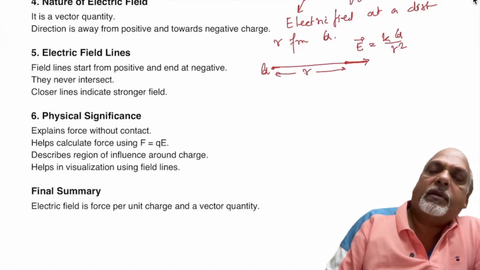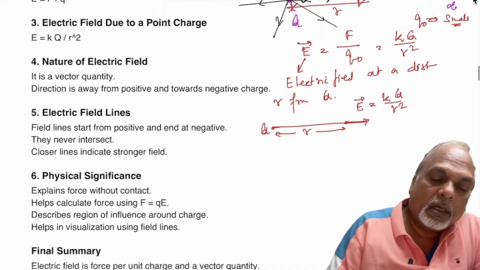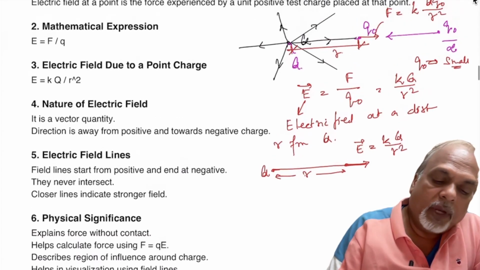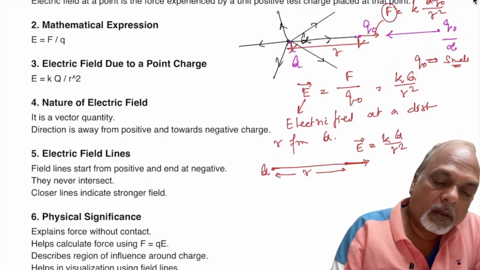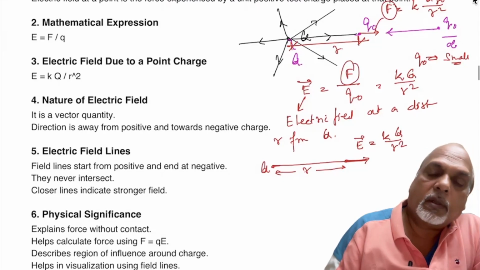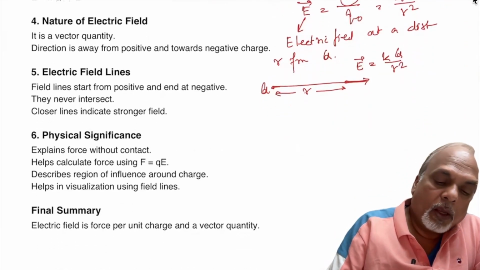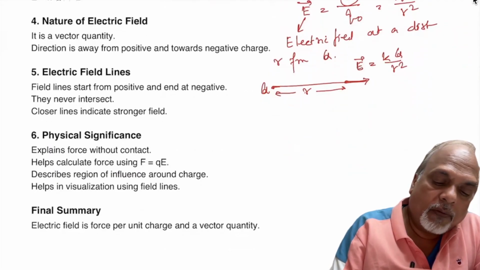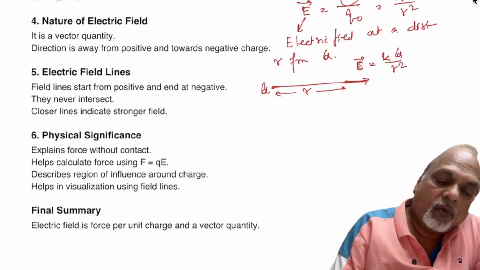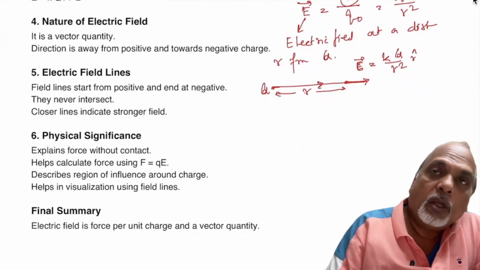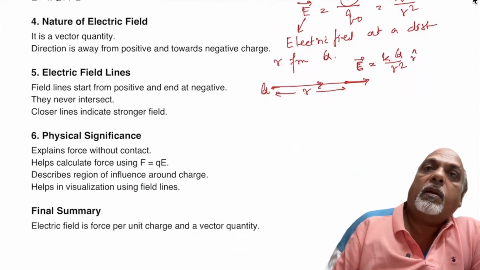and the direction of the electric field is the same as what this force was having. Correct? So the direction of this electric field is the same as this force, in the direction of R, or we can write it as unit vector of R.